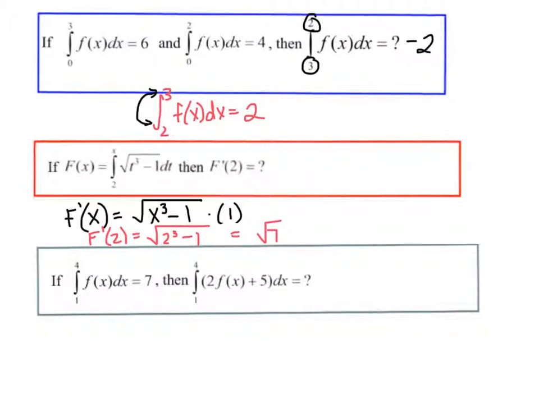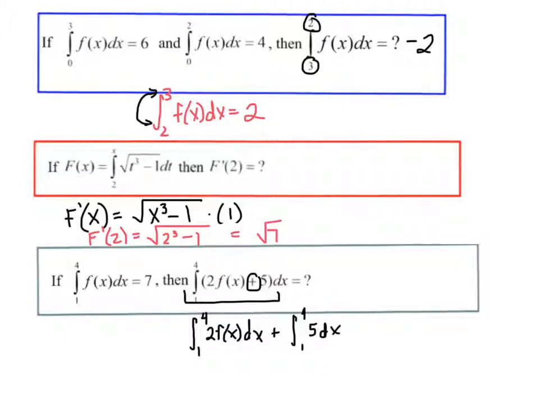Okay. Next, if the integral from 1 to 4 of f of x is 7, then what's the integral from 1 to 4 of 2 times f of x plus 5? Well, we're going to use some integral properties here to split this thing up into kind of manageable pieces. Integrals can be split over addition and subtraction. And what I mean by split is I can write this as the integral from 1 to 4 of 2f of x dx plus the integral from 1 to 4 of 5.